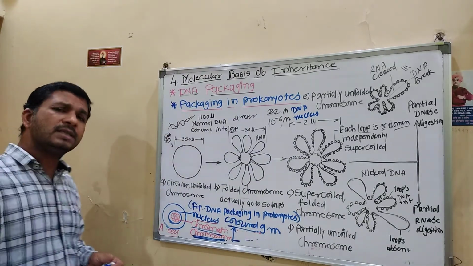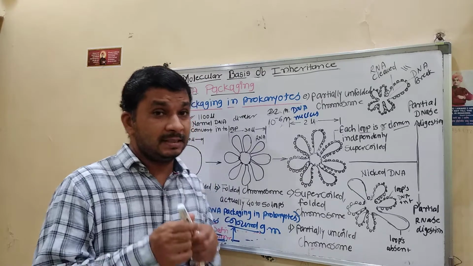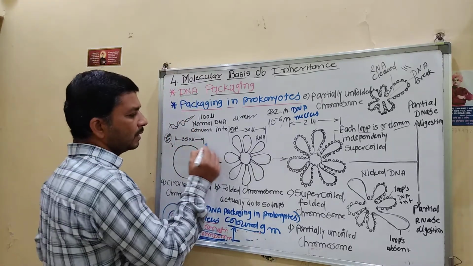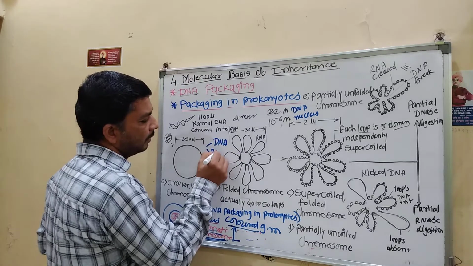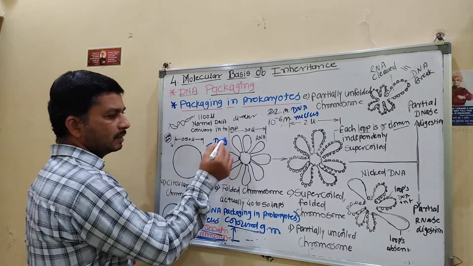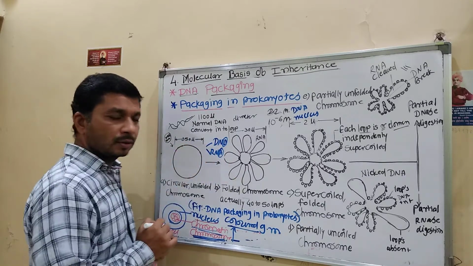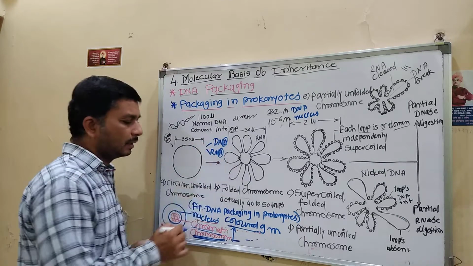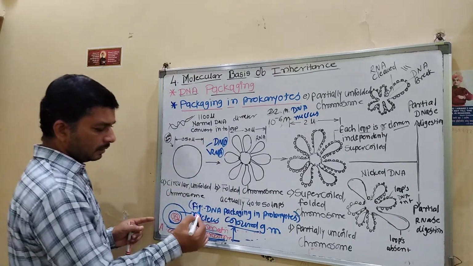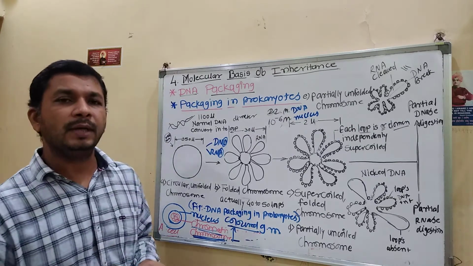Then one question arises in your mind: what is nucleic acid? Nucleic acid has two types, that is DNA and RNA. This is deoxyribonucleic acid. This is ribonucleic acid. These are the nucleic acids. Okay.